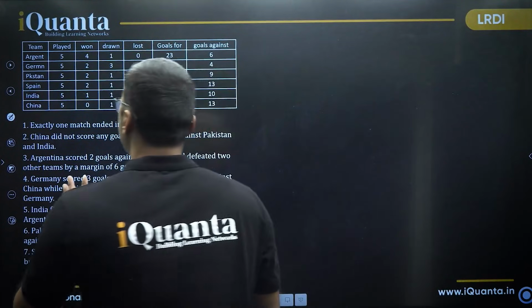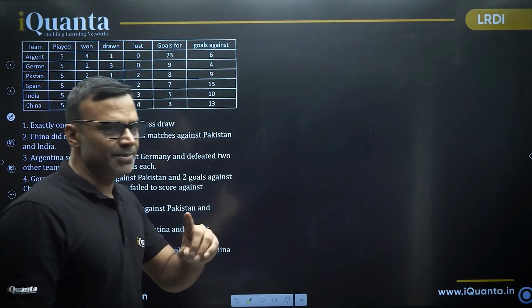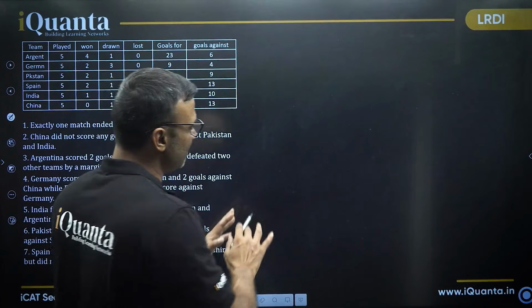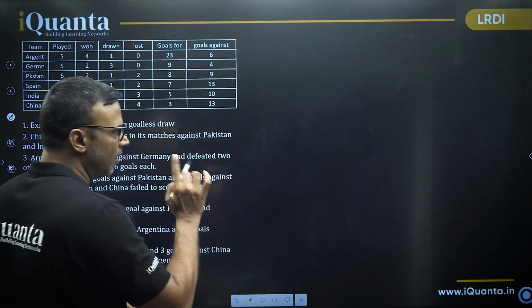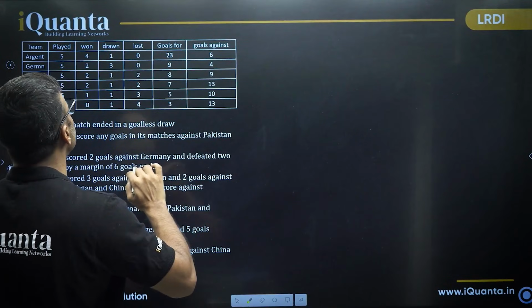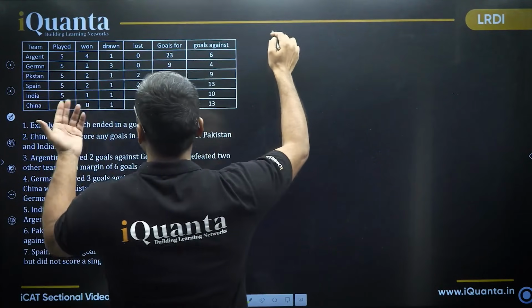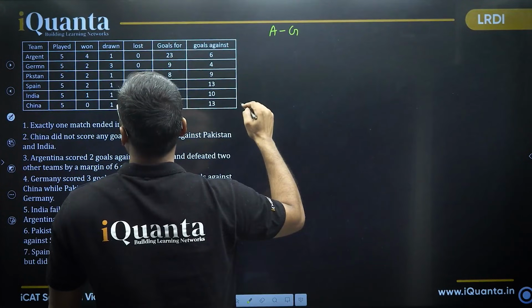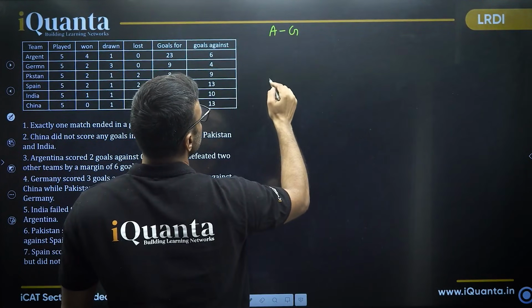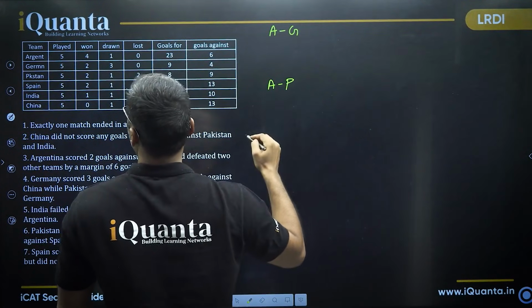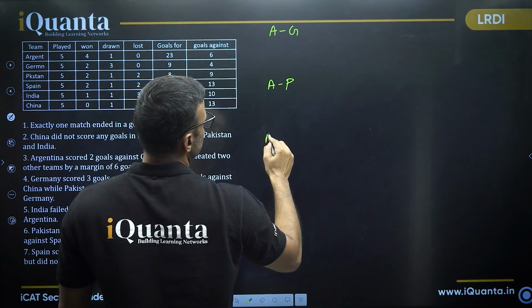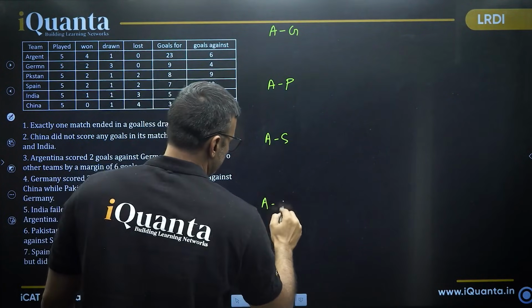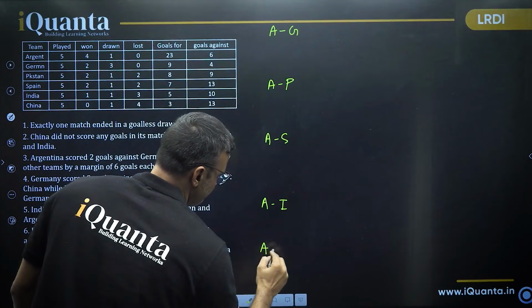Very simple. How do I create the table? Remember, in the exam we don't have a PowerPoint, so make it a habit that you do everything with your hand on paper so that you are habituated to it. So I'll write the names of the matches like this: Argentina, Germany. Then we have Argentina, Pakistan. Then Argentina, Spain. Then Argentina, India. Then Argentina, China.